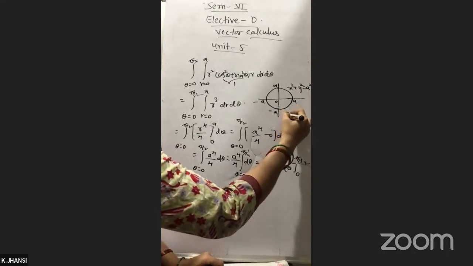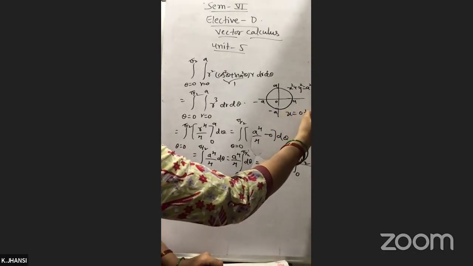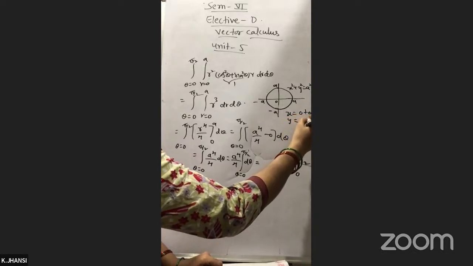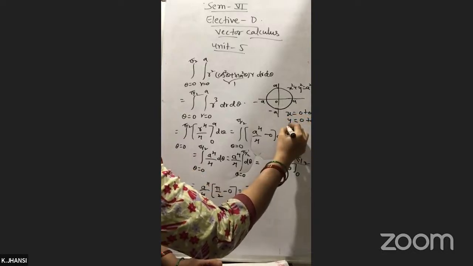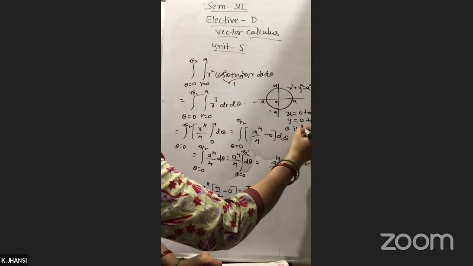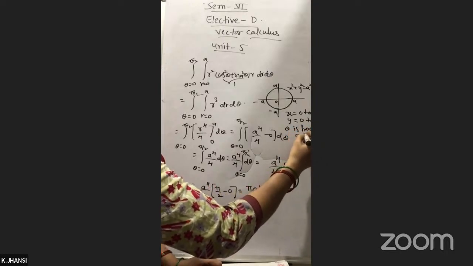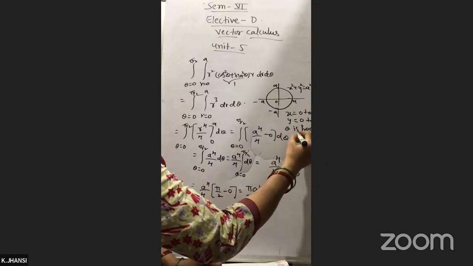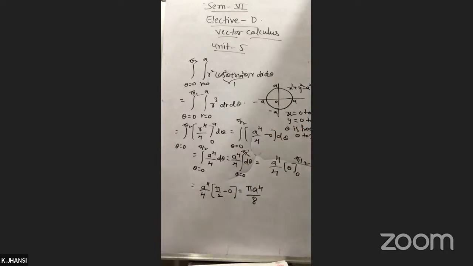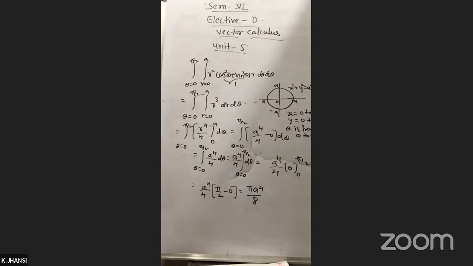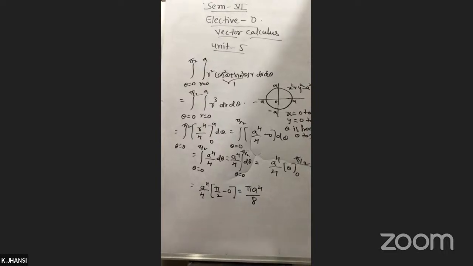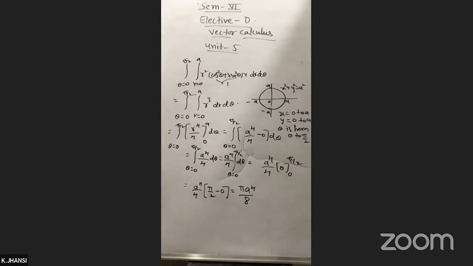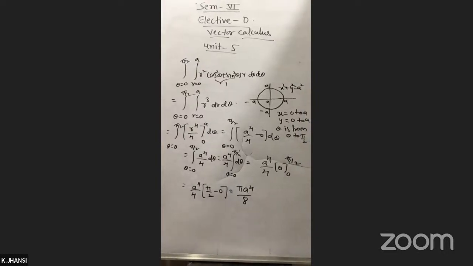And here x values are x equals 0 to a and y equals 0 to a. So theta is from 0 to pi by 2. How do you get the theta value as 0 to pi by 2? Okay. So theta is from 0 to pi by 2. With the help of this, we can find the problem.